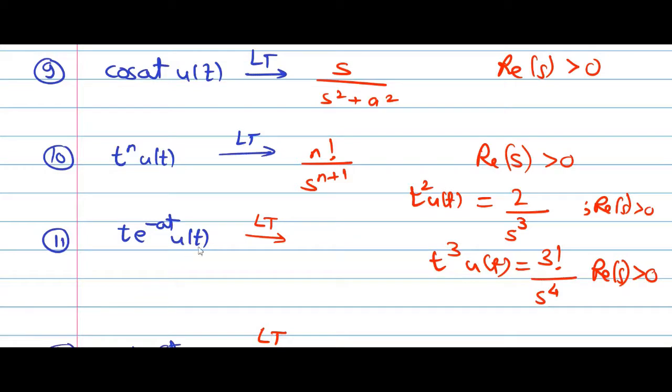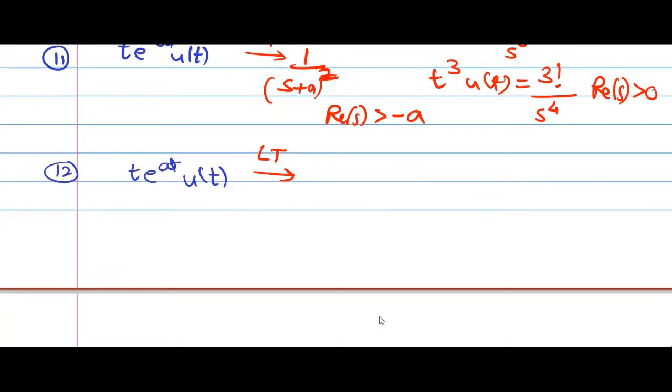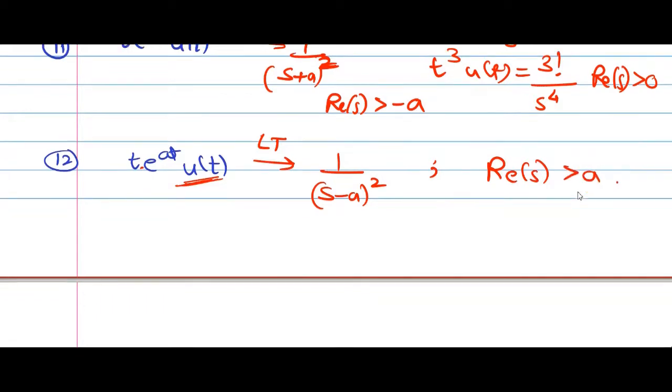Then next, t e raised to minus at U of t. It has Laplace transform 1 upon S plus A square. And the ROC is S plus A greater than 0. That means real of S greater than minus A. Next Laplace is t e raised to at U of t. So it has Laplace transform 1 upon S minus A square. So with t multiplication we have a square here. And the ROC is S minus A greater than 0 because of U of t greater than 0. So S is greater than A. That means real of S is greater than A. So this is the ROC.